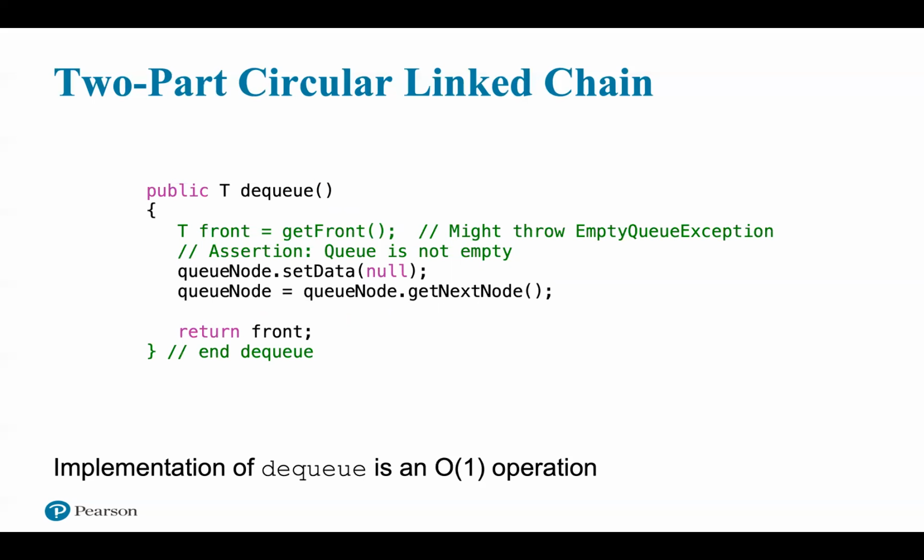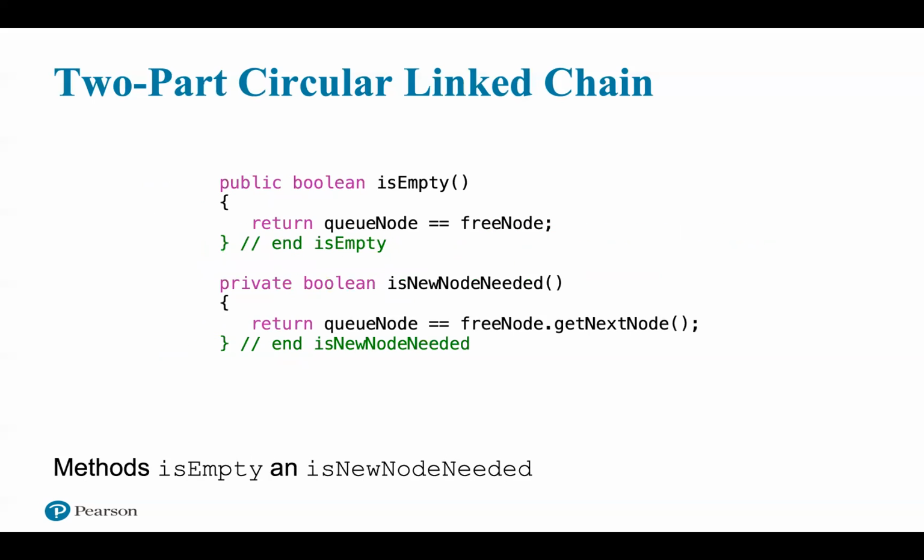Parts c and d of figure 8-14 show the chain before and after this step. Since the node that contains the removed entry is not deallocated, it still references the removed entry. Thus, we set the node's data portion to null. Like getFront, dequeue is a big O of 1 operation. And here are the rest of the classes. The methods isEmpty and isNewNodeNeeded follow the discussion in segment 8-19.